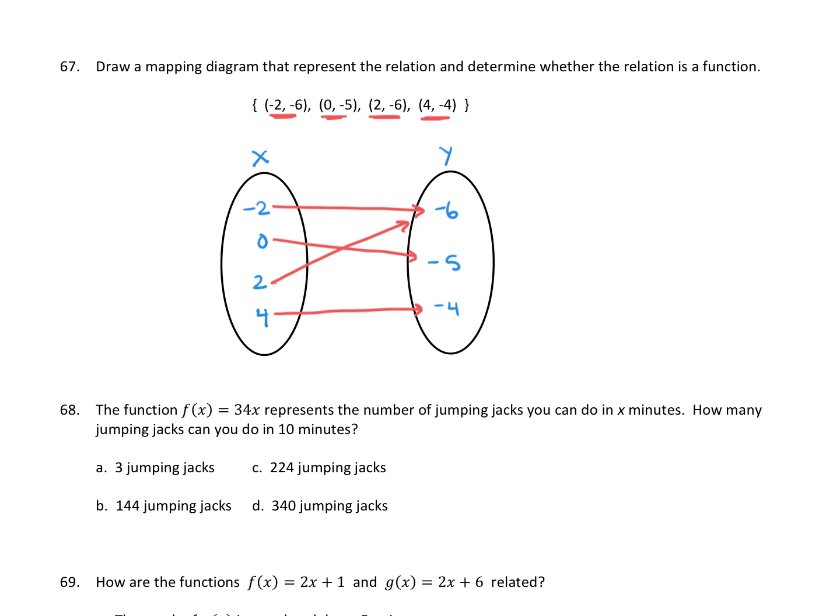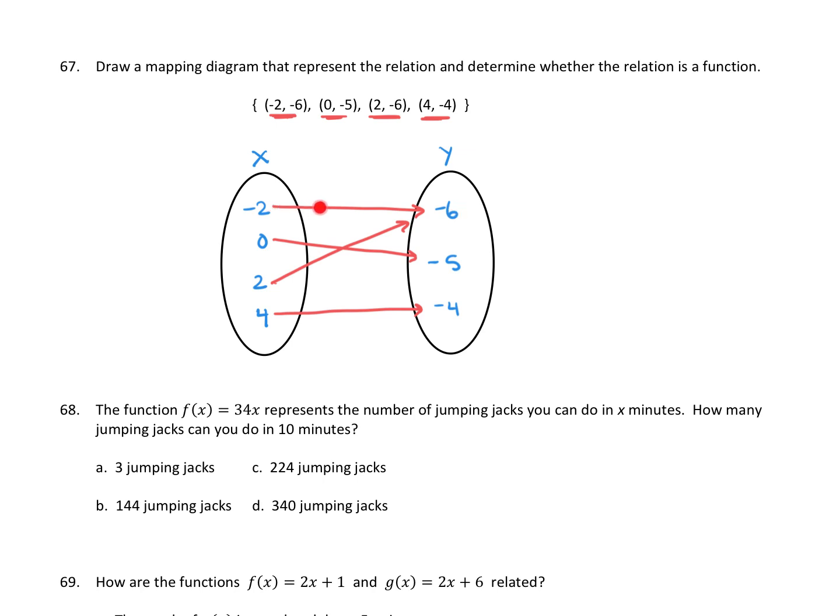Is this a function? So two ways you can tell if it's a function. If you're just looking at the ordered pairs, you cannot have any repeating inputs or x values. So we have -2, 0, 2, and 4. Those are all different. So yes, this is a function. What we can look for on a mapping diagram is here's our inputs. Are we mapping a -2 to more than one output?